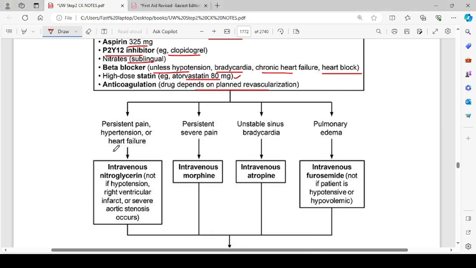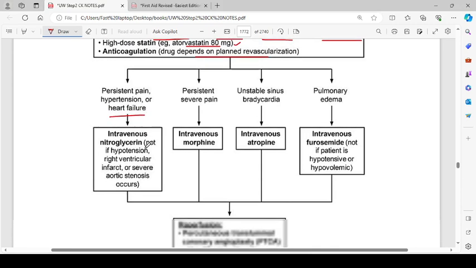Okay, then we have persistent pain, hypertension, or heart failure: intravenous nitroglycerin, not if hypotension, right ventricular infarct, or severe aortic stenosis occurs. Persistent severe pain, intravenous morphine. Unstable sinus bradycardia, intravenous atropine. Pulmonary edema, intravenous furosemide, not if the patient is hypotensive or hypovolemic.